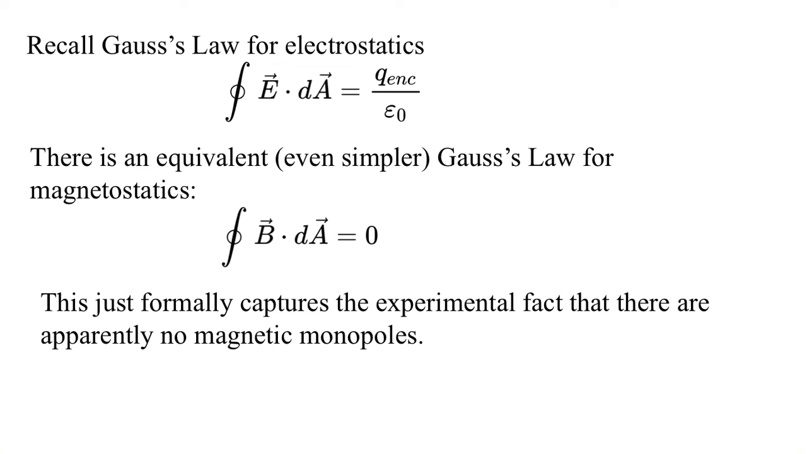Recall Gauss's law for electrostatics. That is, the integral of E dot dA over a closed surface equals the enclosed charge over epsilon naught. This comes down to, if you remember, the idea that we have some sort of collection of charge. We pick some imaginary volume in it, and of course there's a field threading through our surface.